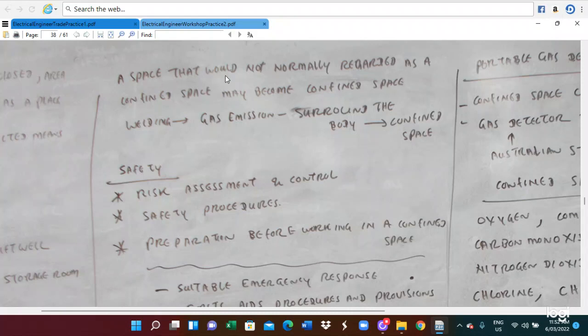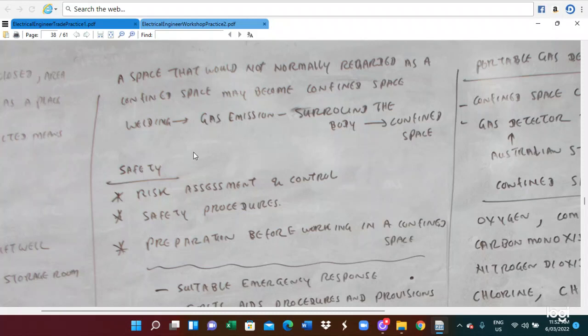A space that would not normally be regarded as a confined space may become a confined space, especially when welding. This means that the workplace, previously a normal working place, can become a confined space.